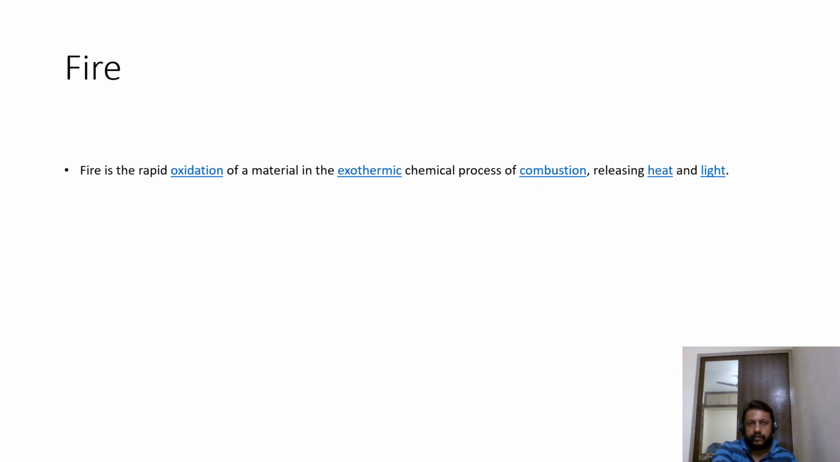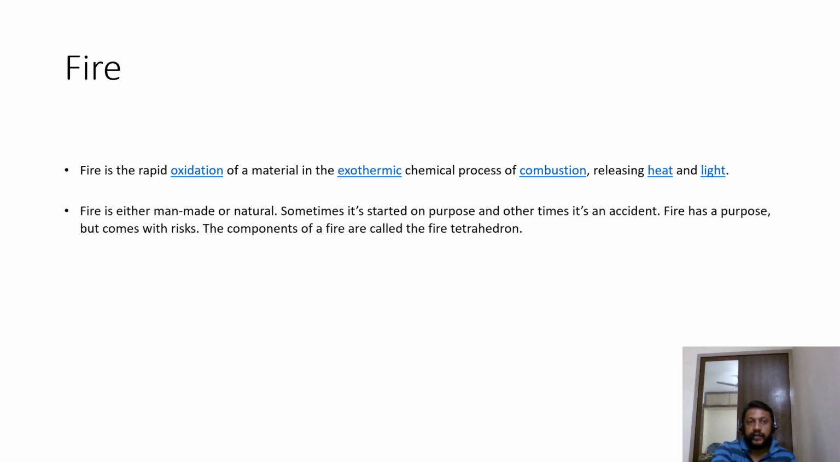So fire is a rapid oxidation of a material in the exothermic chemical process of combustion, releasing heat and light. So we'll discuss this in a triangle, what is this fire and how this fire is lit. So fire is either man-made or natural, and fire can cause a very serious accident or minor accidents, and it depends upon certain things. So here we'll see what those things are.